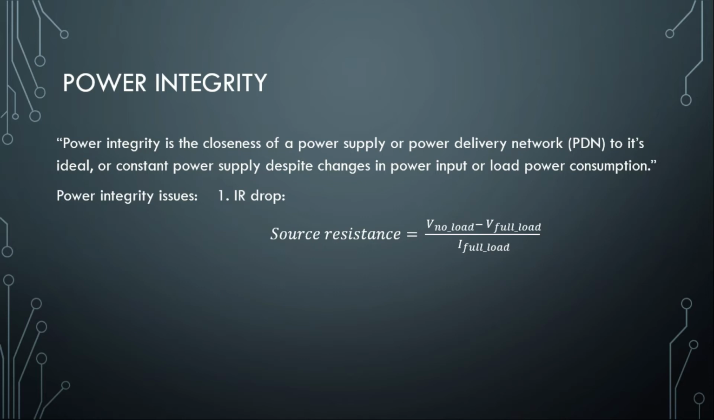If you consider the source resistance, it's nothing but V no load minus V full load divided by I full load. If you remember, source resistance is always in series with the power supply. So the power delivery network, the power rails, themselves act as source resistance. Since these are metals, we call this IR drop, where V is equal to IR by Ohm's law. And Ohm's law works only for metals, it doesn't work for semiconductors.